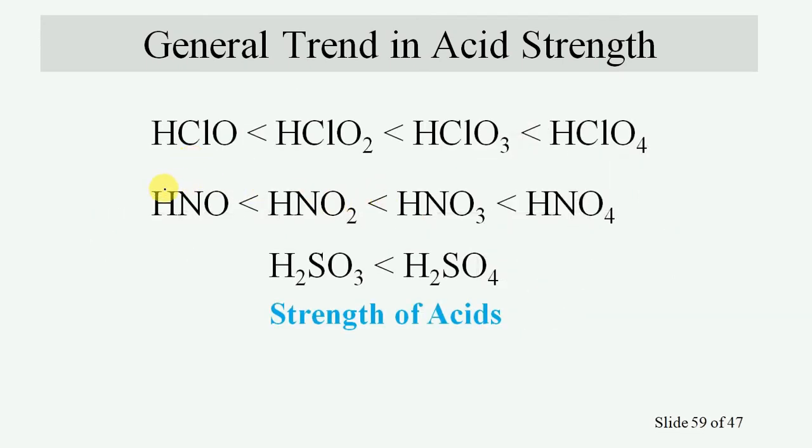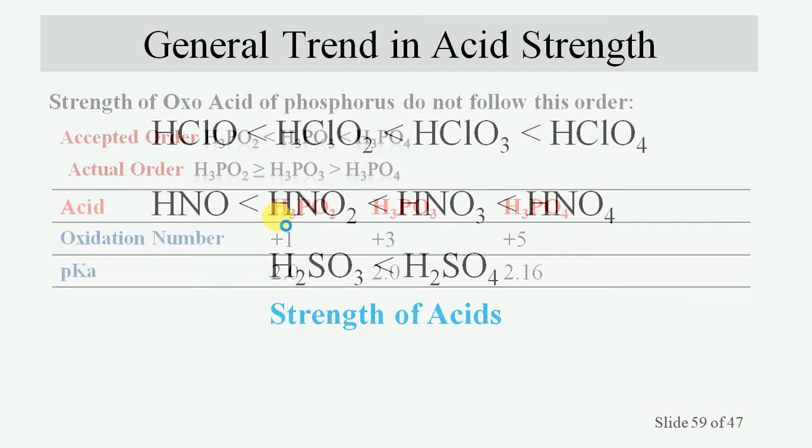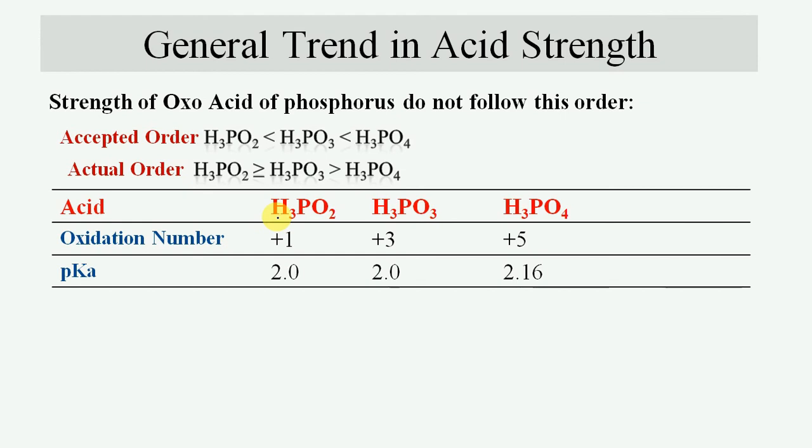So similarly, the acidic strength follows the order in the case of the nitrogen series and in the case of the sulfur series. The oxoacids of phosphorus do not follow this order. For example, among the oxoacids of phosphorus, the oxidation number of phosphorus increases in this order.